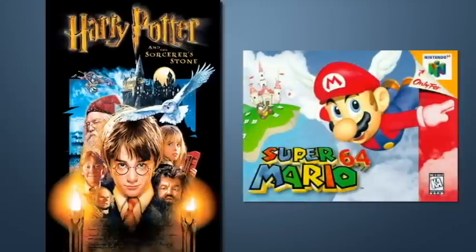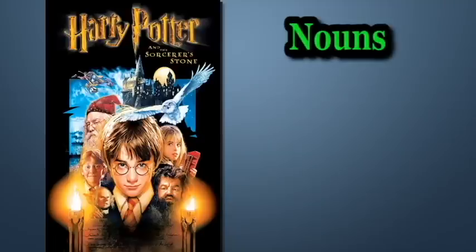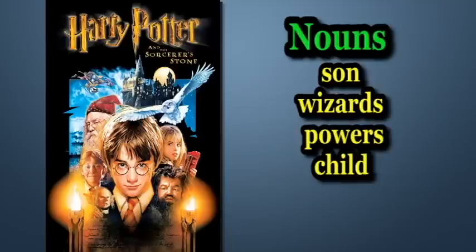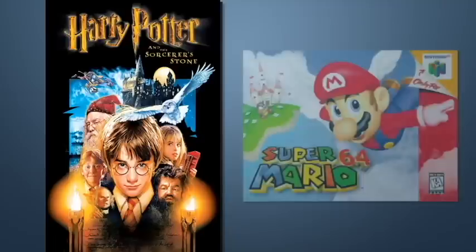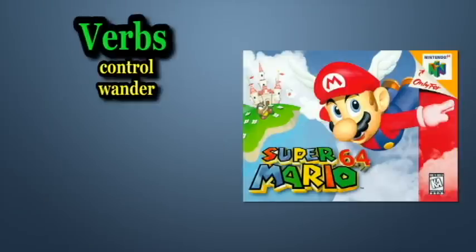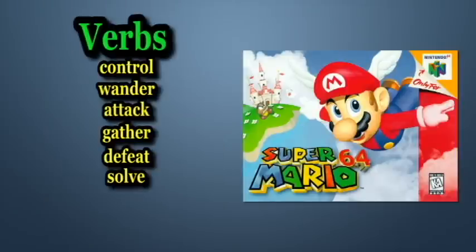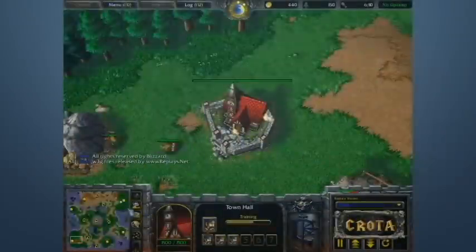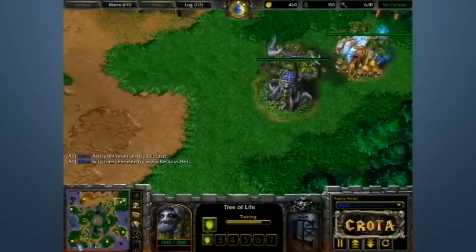Both these texts sum up the main parts of their respective products, but notice a key difference. In the Harry Potter summary, there's an abundance of nouns: son, wizards, powers, child, student, Hogwarts. Now look at the Mario 64 summary. It's abundant with verbs: control, wander, attack, gather, defeat, solve, race, and so on. You notice the same pattern in the descriptions of other games.